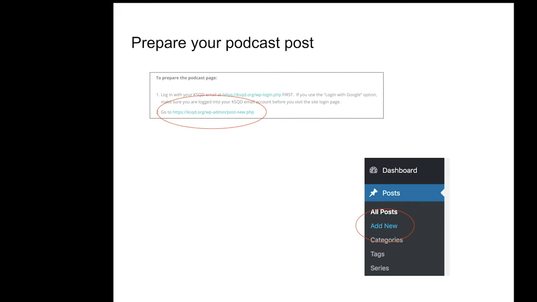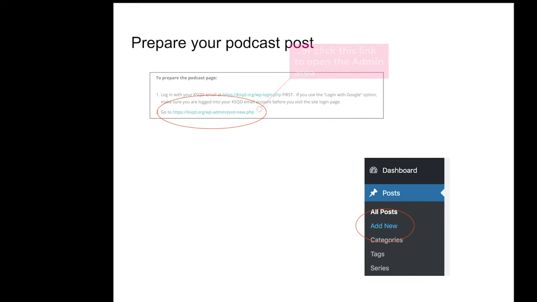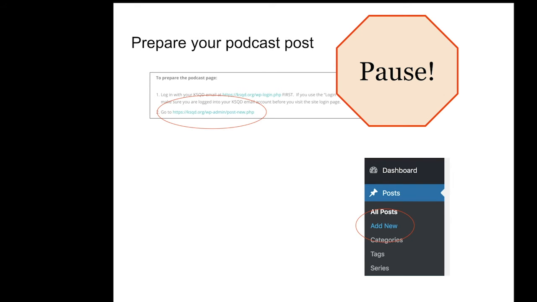All right, the next thing that we're going to do is we are going to prepare your podcast post. Now, when you log in to KSQD, it automatically sends you to the back end. So if you still have that tab up in your browser, you can just click Add New under Posts. But if you don't have that tab up, you can go back to our guide in the volunteer portal and click on this direct link, which is the WP-admin, that's WordPress admin. That is the back end of our website. And then post-new.php. You don't have to type any of this. You can just click on the link or click on Add New if you are inside of the admin page. Go do it.